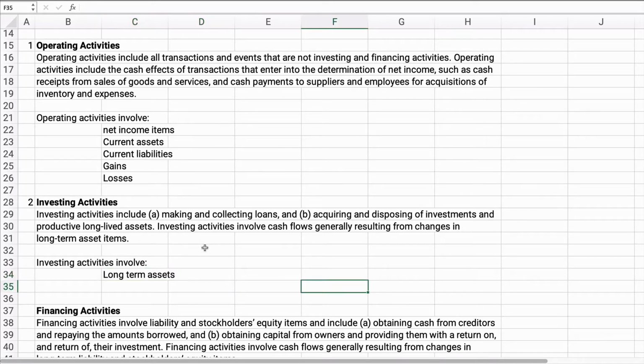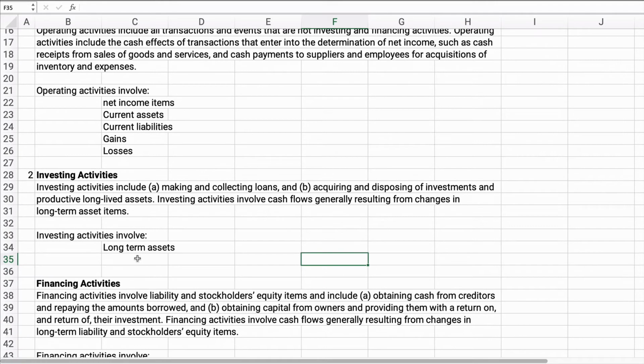Investing activities is if we have loans, a long-term asset, like a notes receivable, right? Not when we're borrowing money. And then acquiring and disposing of investments and productive long-lived assets. So anything involving long-term assets, so that would be property, plant, and equipment, investments, and anything like that. Intangibles would be the other one.